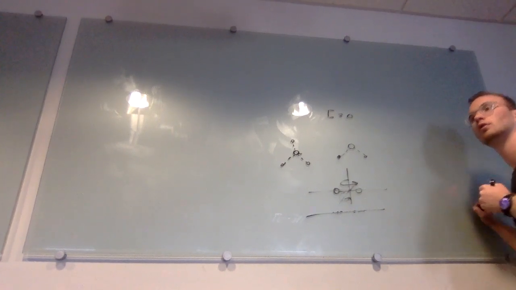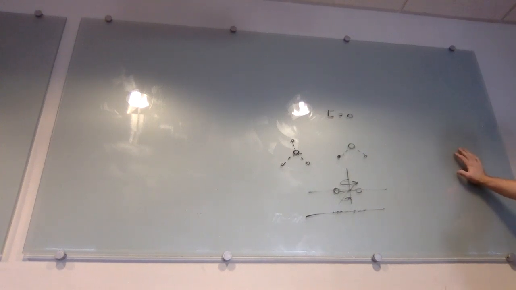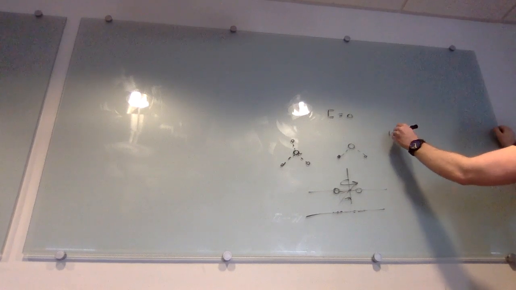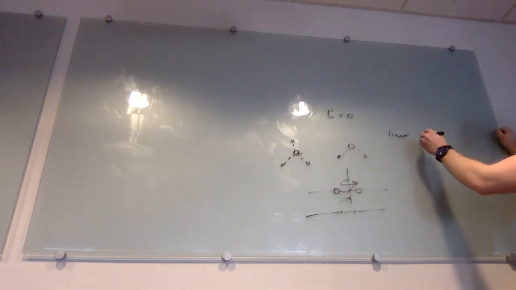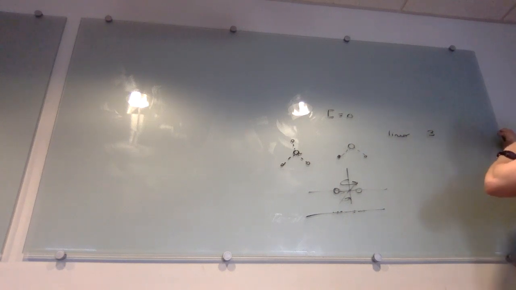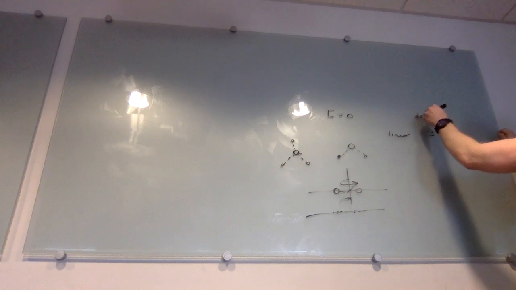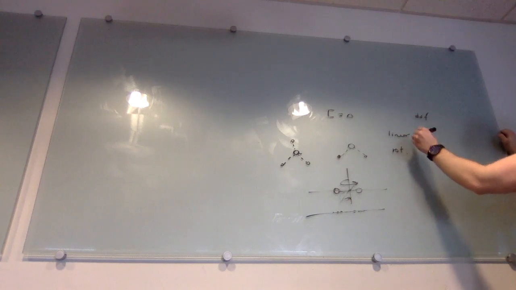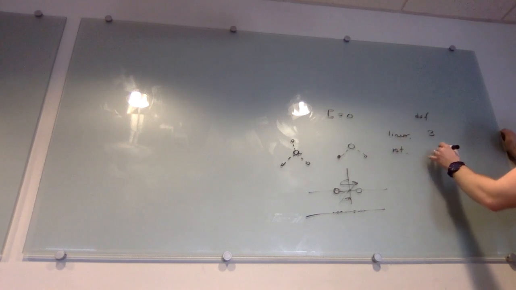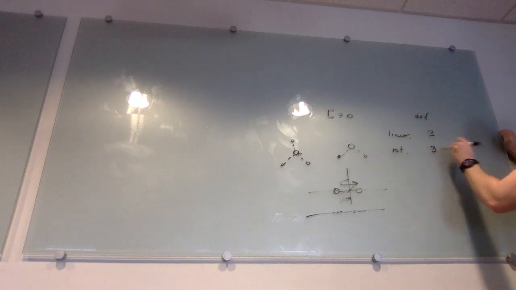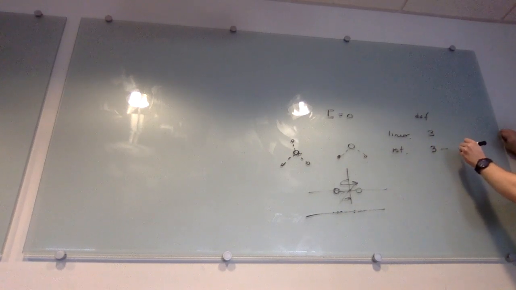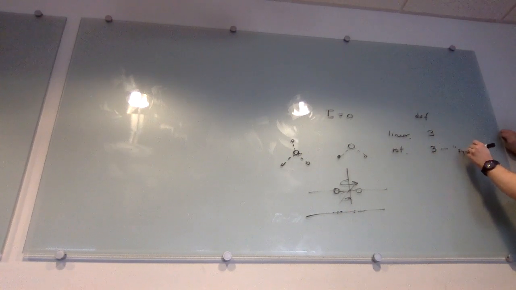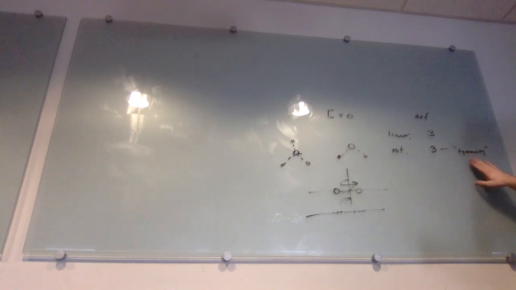So the first question for linear is, can it move along however many dimensions? Yes. The second one is, can it rotate along the axis of those dimensions? Yes. So linear, basically always going to be 3 degrees of freedom for translation. And rotational is going to be 3 minus, I would just say minus, symmetry.